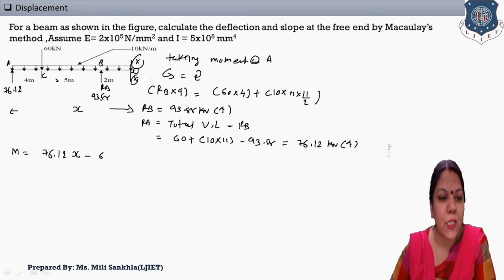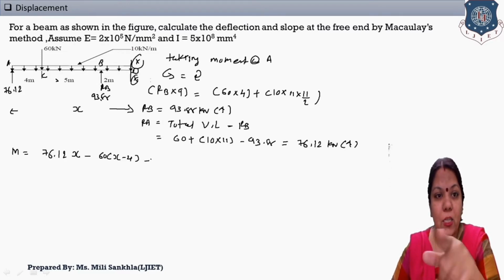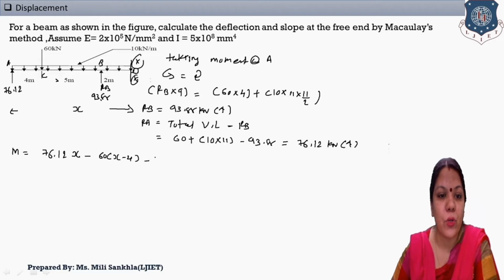Now 60, then total distance x, and from the left side the distance remaining, that is 4 meter. Now this UDL is given on the entire span, so again 10 rotates anticlockwise with respect to the pointed axis. So 10 x and x by 2.